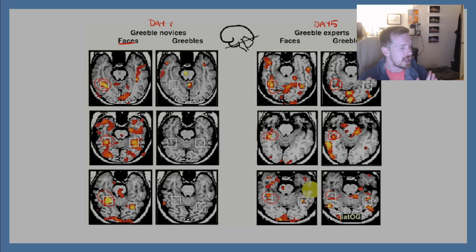If you are a car expert, it's going to help you discriminate cars. If you're a painting expert, if you're an art historian, it's going to help you recognize the difference between Monet and Van Gogh or something like that.